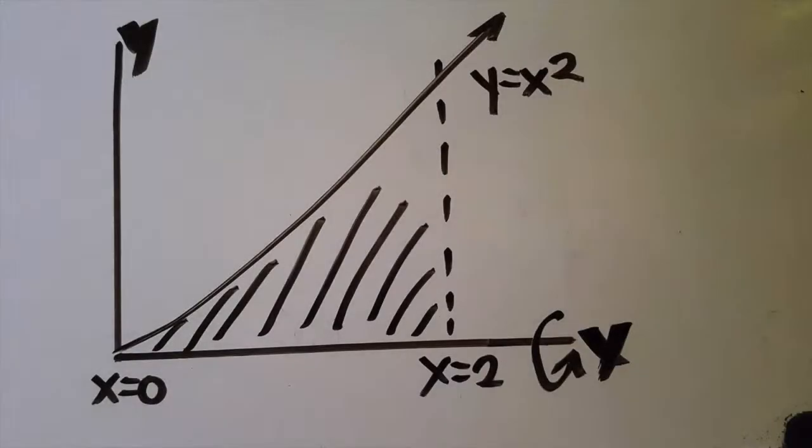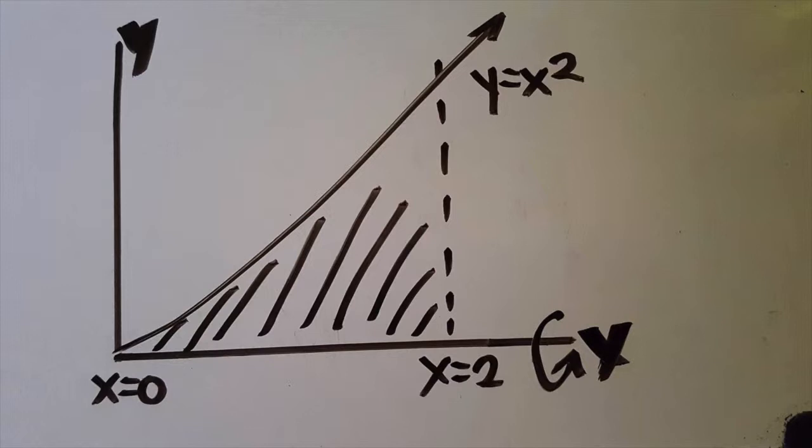Volume is simply an amount of space that an object occupies. Next, what about a solid of revolution? Well, to get a solid of revolution, let's first start out with a function. Let's take for example y is equal to x squared on an interval 0, 2.